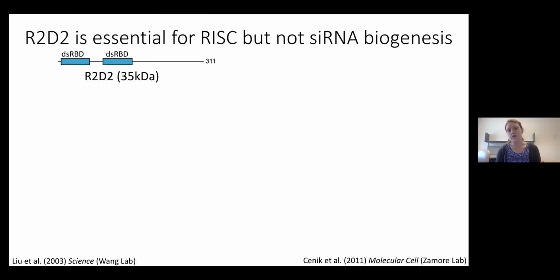R2D2 is a small double-stranded RNA binding protein at 35 kilodaltons, and it has 2 double-stranded RNA binding domains. And R2D2 is very important for RNAi.